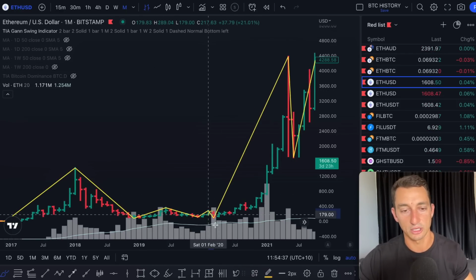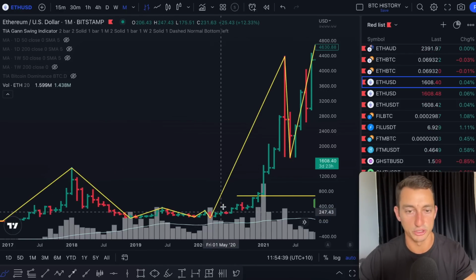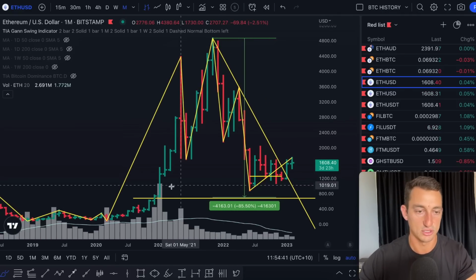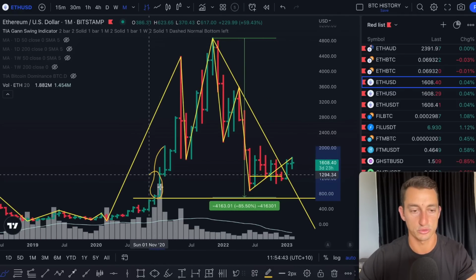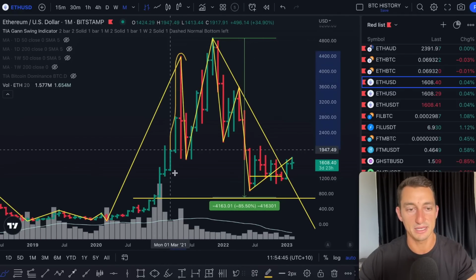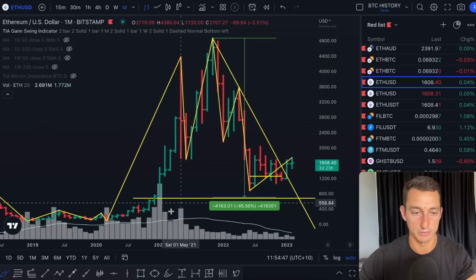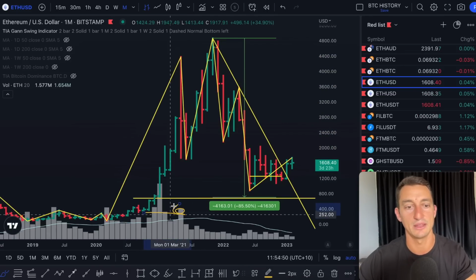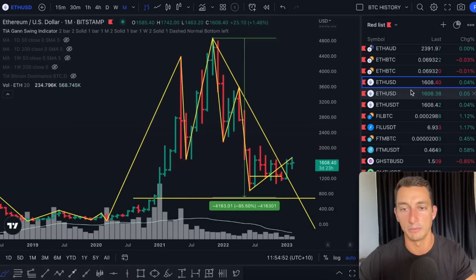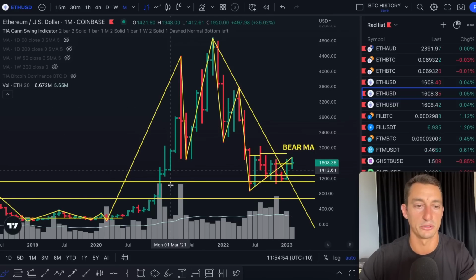We go back to the COVID dump, extreme volume. We can move forward to the market breakout on extreme volume, the market peak and bottom on relatively high volume, and then the volume dies off on Bitstamp. So we've got to move across to something else that people are trading.